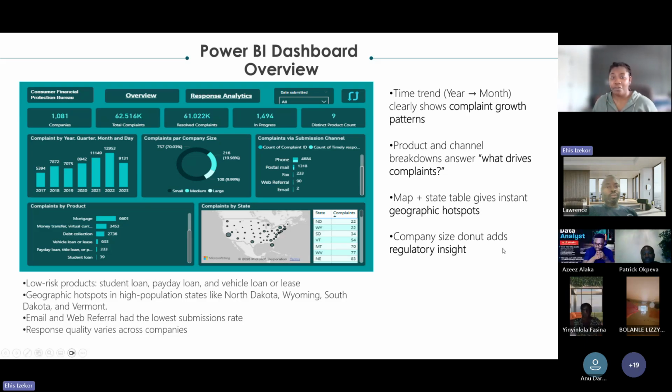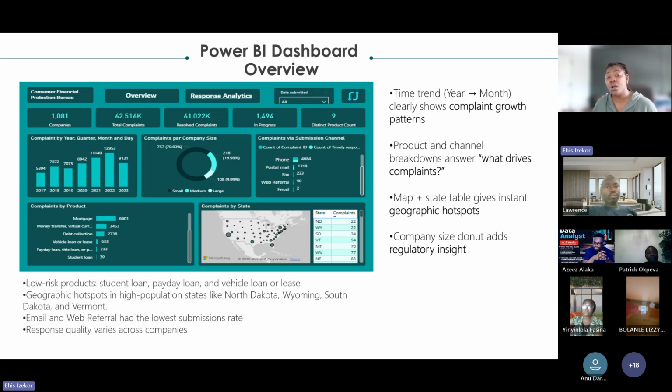This is the second page of my analysis. I just did a screenshot because I know we're going to be limited with time, but if you have further questions, I can show you the Power BI directly and we can do the manipulation over there. Here is just the second page and it's kind of like the opposite of the first. For the low risk products, we have the student loan, the payday loan, vehicle loans or lease.